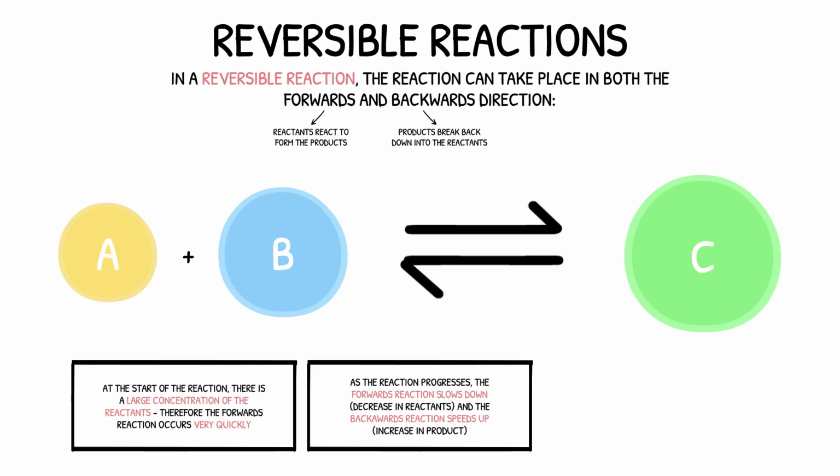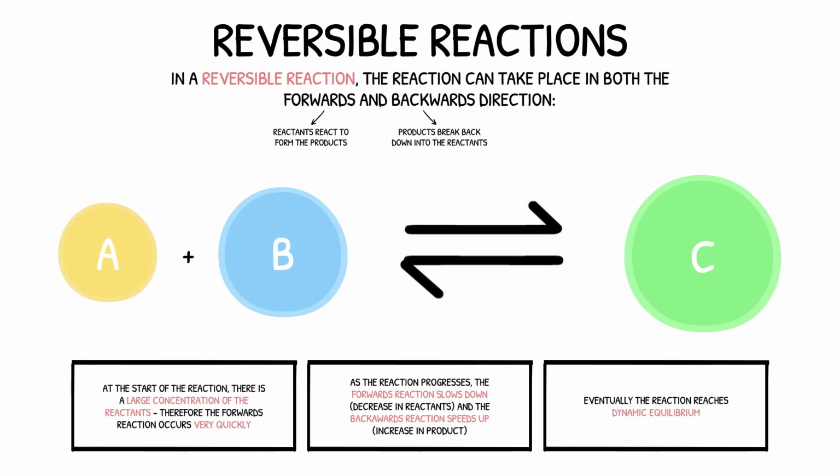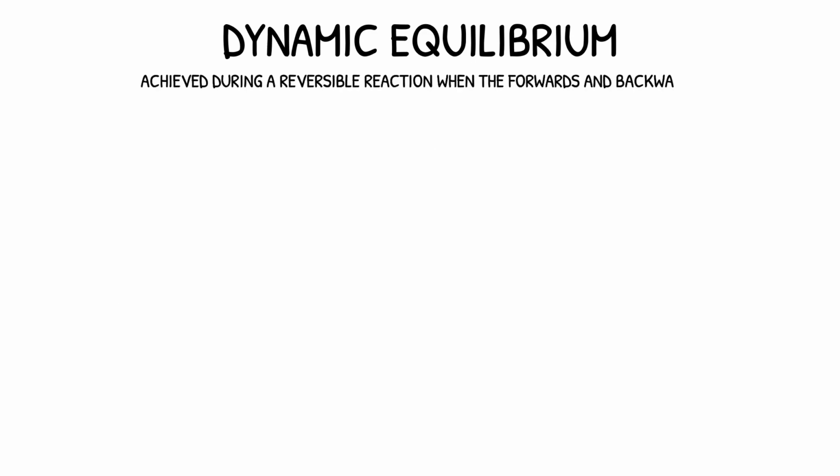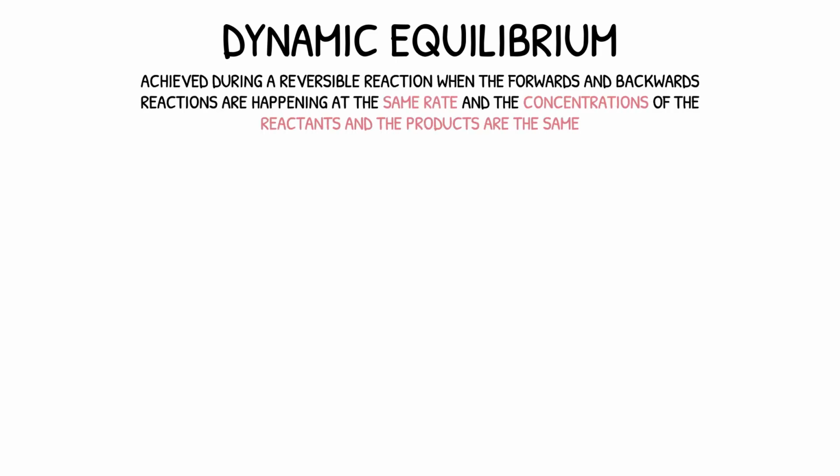After a while, the speed of the forwards and backwards reactions will even out. At this stage, the reaction has reached dynamic equilibrium. Dynamic equilibrium is only observed during reversible reactions. This occurs when the forwards and backwards reactions are happening at the same rate and the concentration of the reactants and the products are the same.